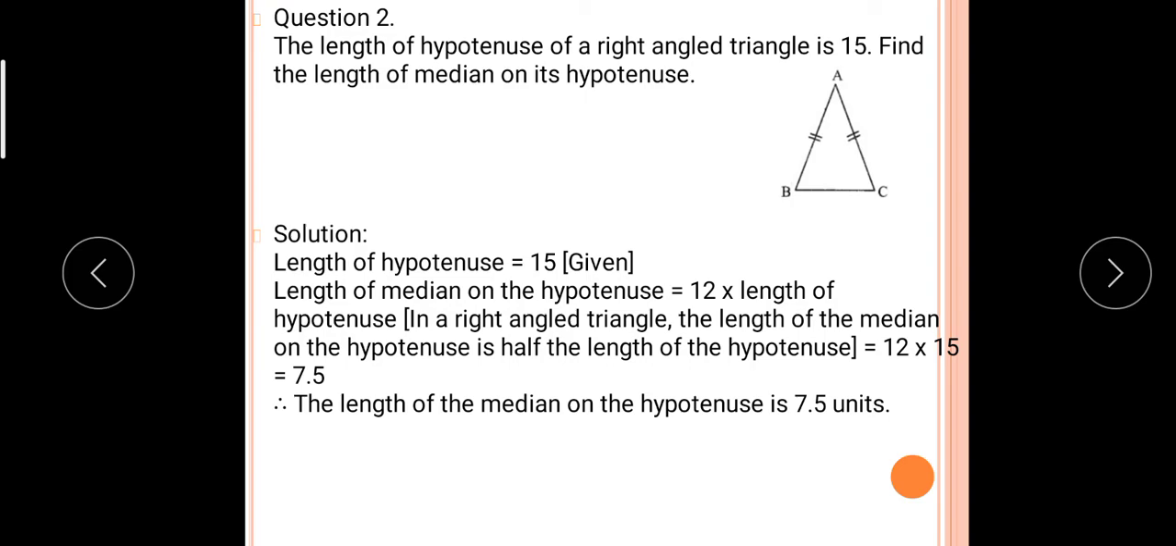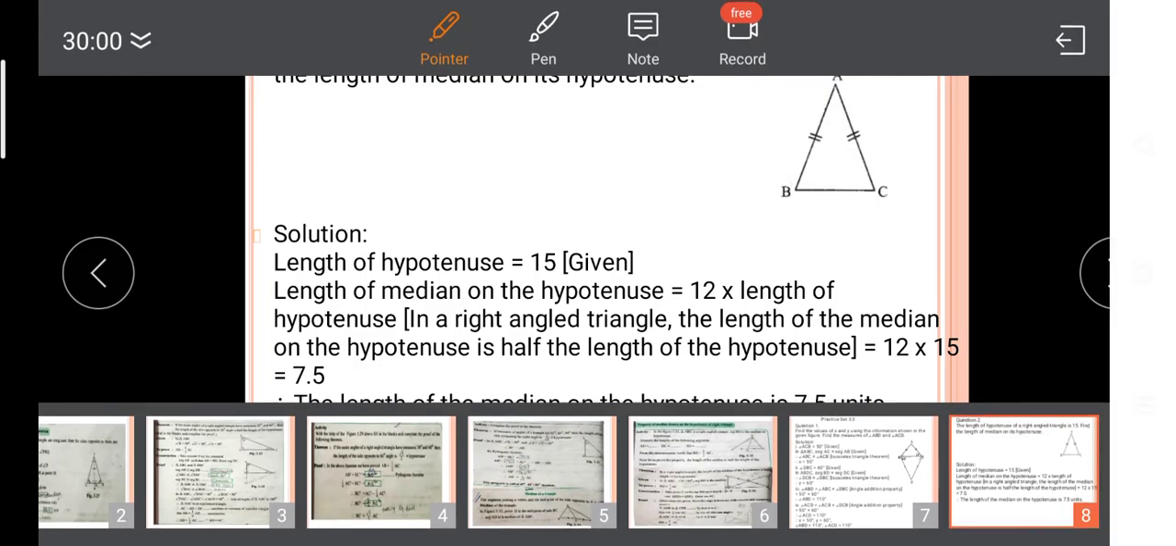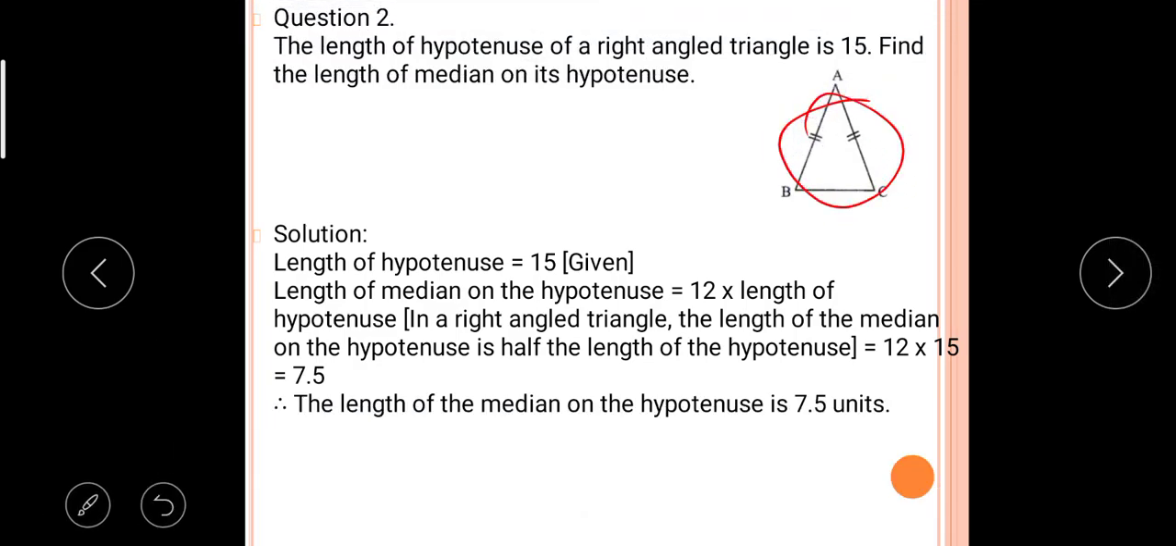The length of the hypotenuse of a right angle triangle is 15. Find the length of the median on the hypotenuse. This diagram is not there, I think. Now see, the length of hypotenuse is 15. In the right angle triangle, this hypotenuse is 15. So the length of the median drawn on the hypotenuse is half of the length of the hypotenuse.